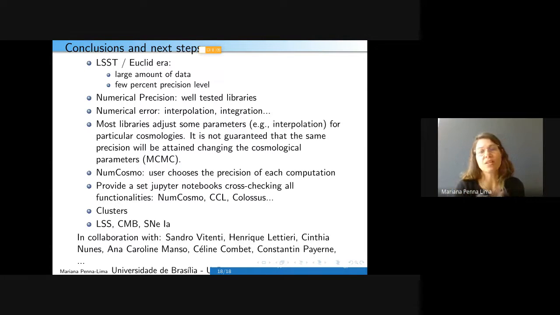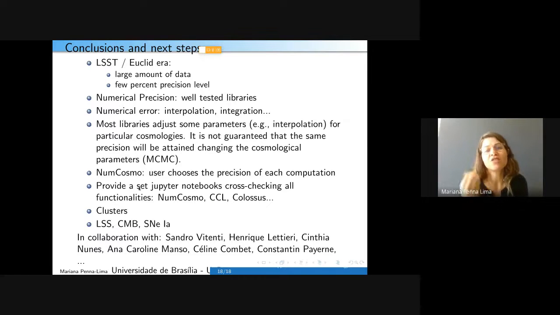This precision is not guaranteed. So you have to take much care about it, because otherwise we are going to start to have some spurious results in our cosmological analysis, okay? And for example, in NumCosmo, we take care of it.